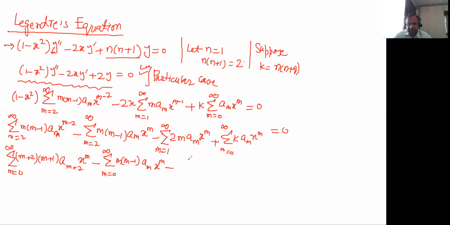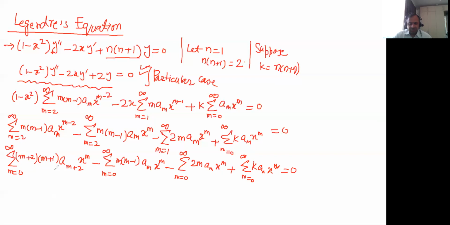And similarly for this, I can start from m equals 0, because by taking m equals 0, that term will be 0. So it will not add anything, or it will not change anything. So I can write it like this: a_m x power m, and then the sum from m equals 0 to infinity of k a_m x power m.